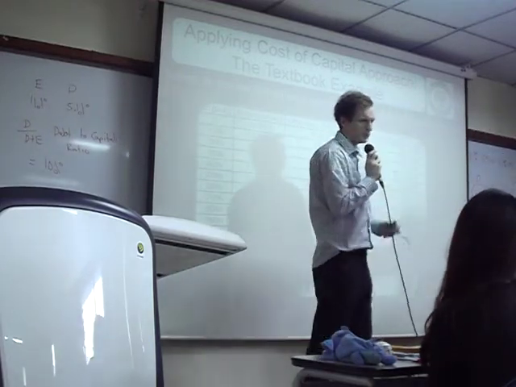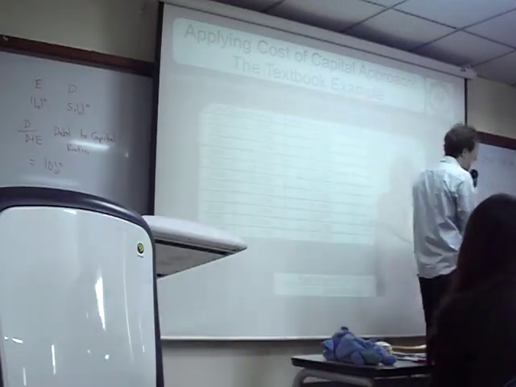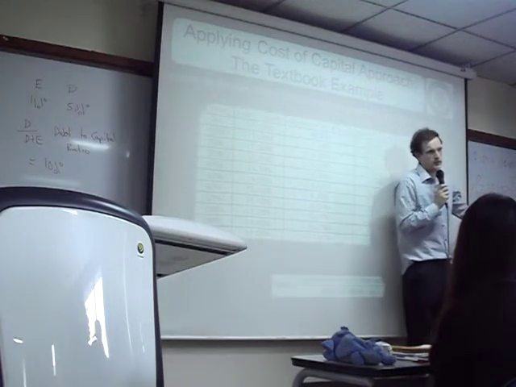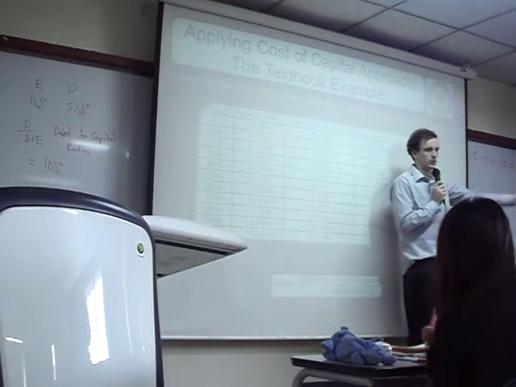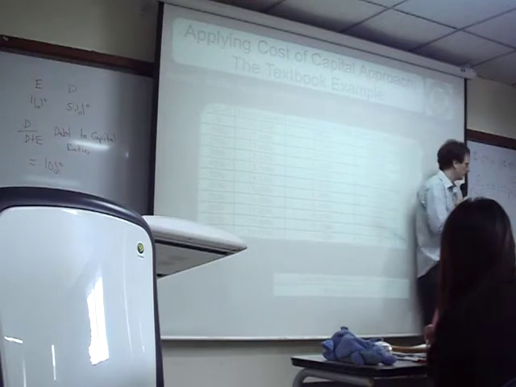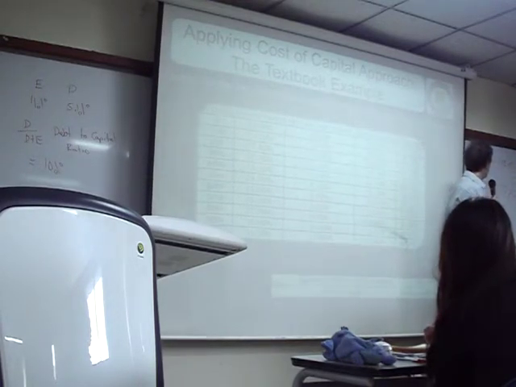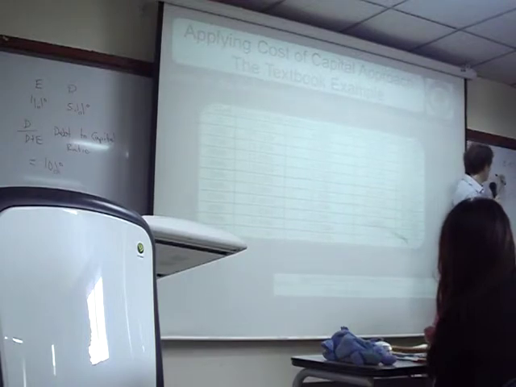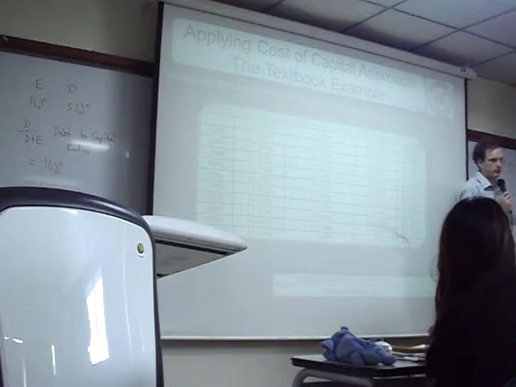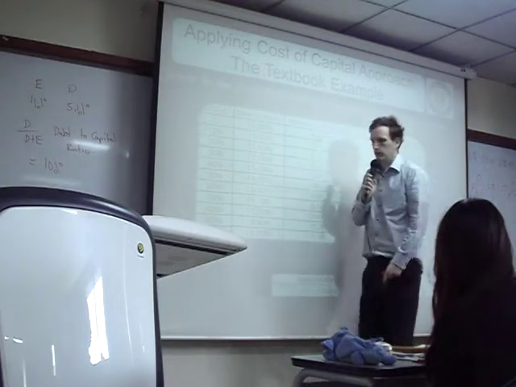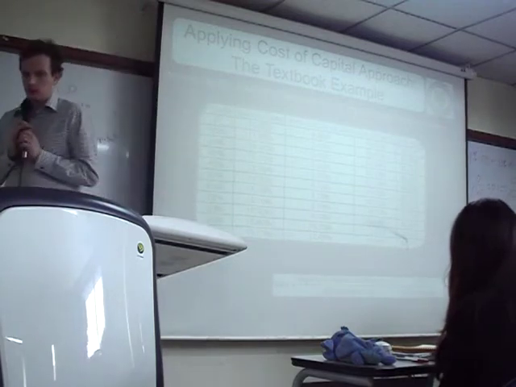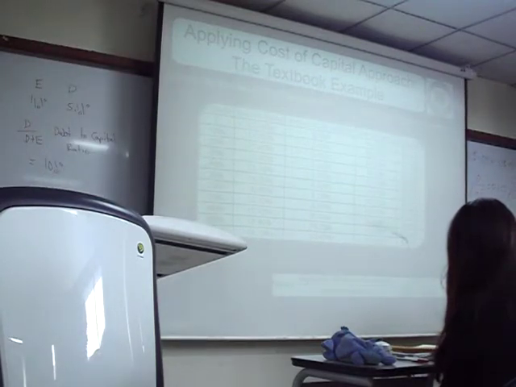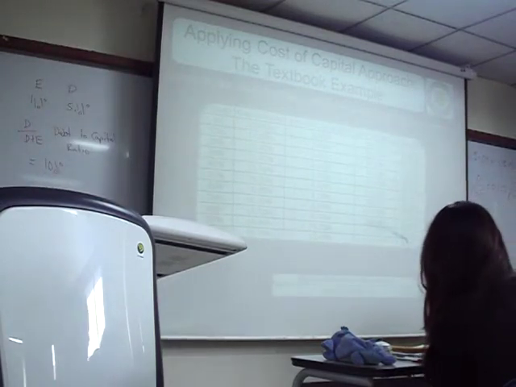Okay, so again, just a weighted average calculation, right? If debt is 10%, that means equity has to be 90%. Debt and equity together is 100%. So debt is 10%, we multiply debt by 10%. Equity is 90%, multiply equity by 90%. And we get our weighted average, which, if debt is 10% and equity is 90%, is going to be close to the cost of equity.